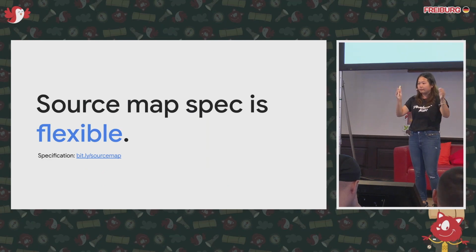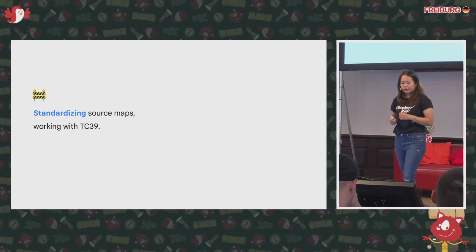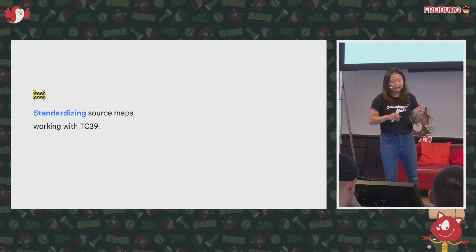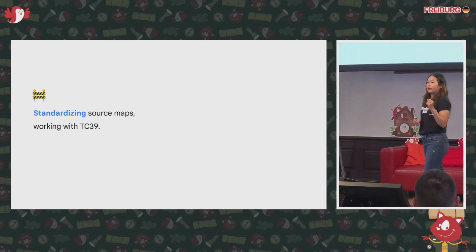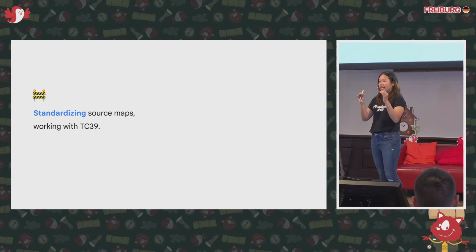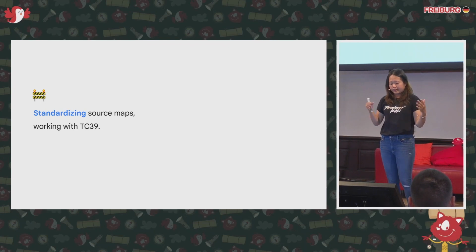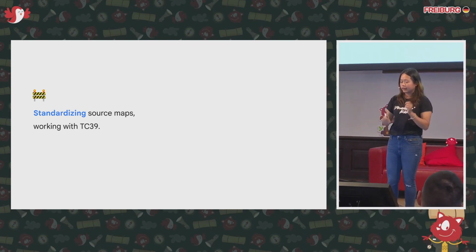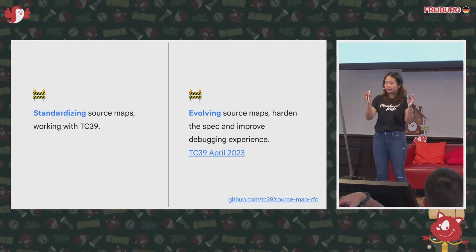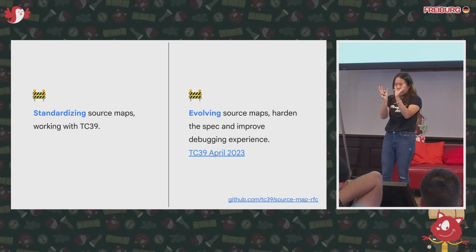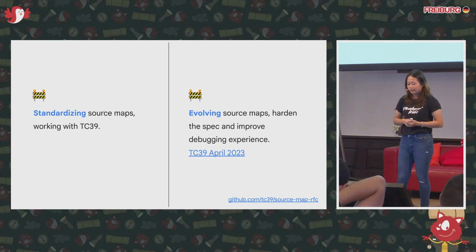So if the source map doesn't provide us the information, we can't provide you the information. The good news is that recently there is an initiative to start standardizing the source map. TC39, which is the standards body behind ECMAScript, we already started working with TC39 to set up standards for the source map. What we are working on now is evolving the source map to harden the spec, to make the flexible part a little bit more stated on the expected outcome and to improve the debugging experience.